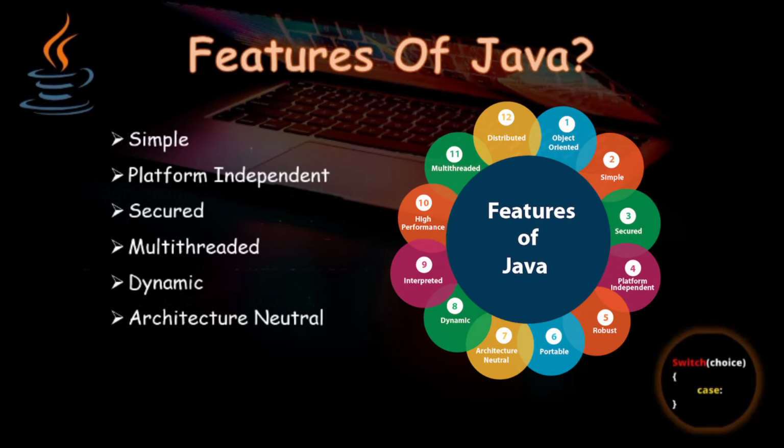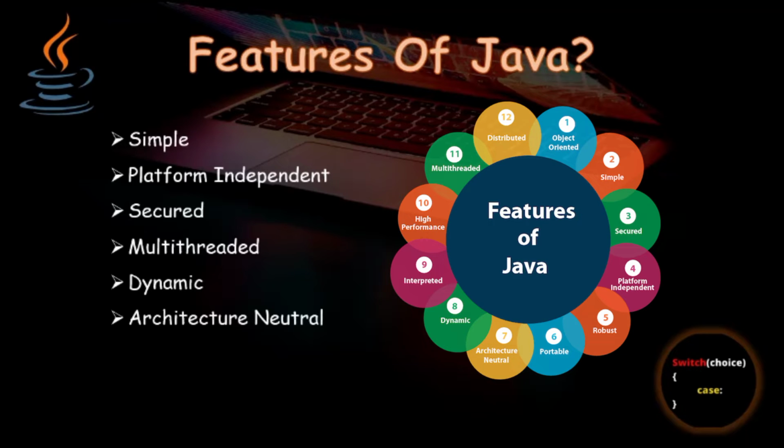Now moving forward, let's see some features of Java. Java is very easy to learn and its syntax is very simple, clean and easy to understand. Java is platform independent because it can be run on any platform or operating system. Java is known for its security. Java is secure because there are no explicit pointers in Java, and Java programs run inside a virtual machine.